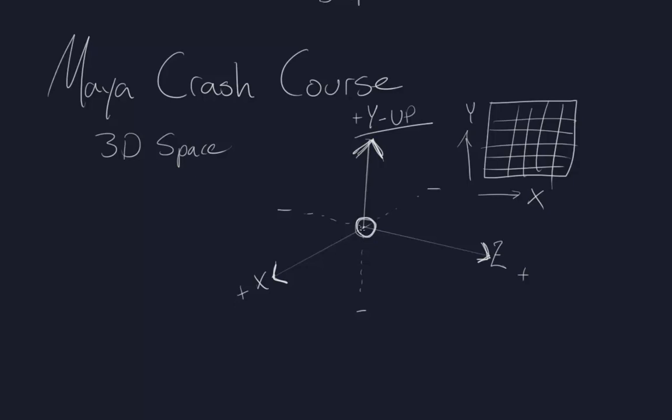So the center of your 3D grid is actually going to be 0, 0, 0, and you can go in positive or negative directions from there. That is the three-dimensional grid that we'll be playing with the whole time that we're working inside of Maya.